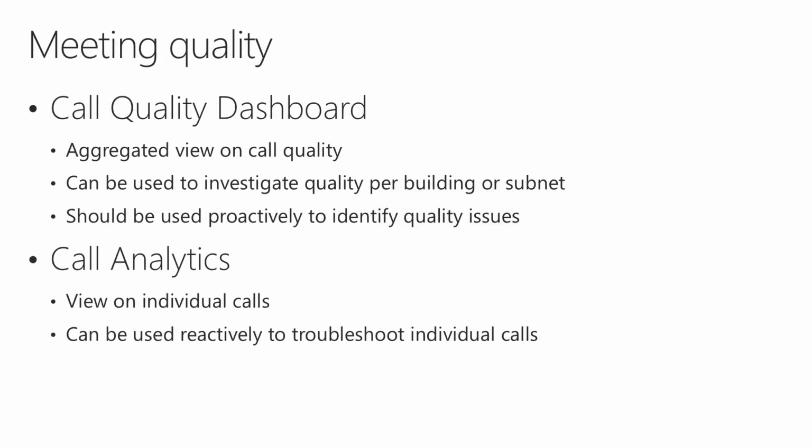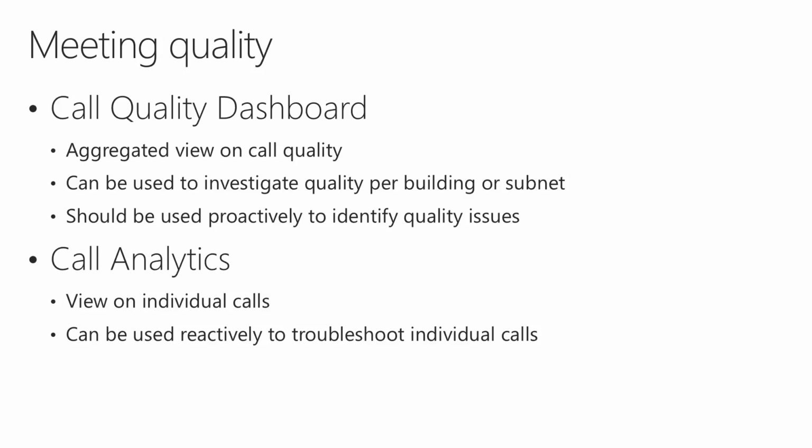If you want to look at meeting quality, there are two tools that you want to use. One is the call quality dashboard. It gives an aggregated view on call quality, and you can slice and dice the data as you need to. So you could look at quality per building or subnet, or any other metric that makes sense to you. And you can use the call quality dashboard to proactively identify any quality issues. So you could be looking for the worst performing sites and then see how you can improve quality in these sites.